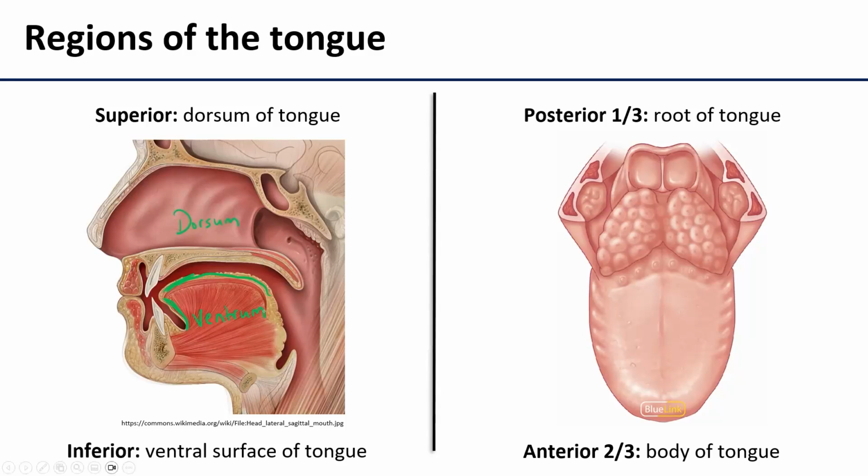All right, our second division then is going to separate the anterior 2/3 of the tongue from the posterior third. So our separation occurs right here, right along where these little bullseye-shaped papillae are, little taste buds. And this is going to divide the body anteriorly from the root posteriorly.